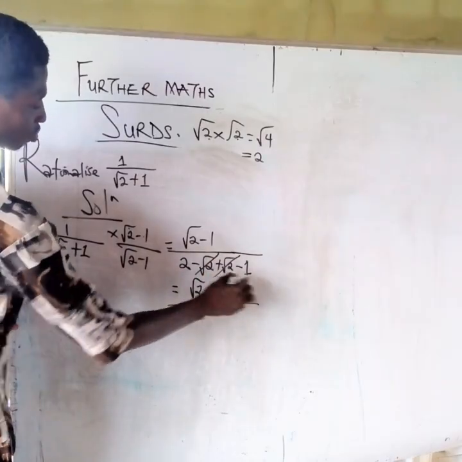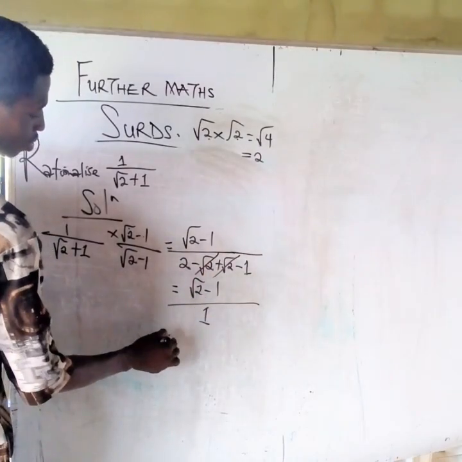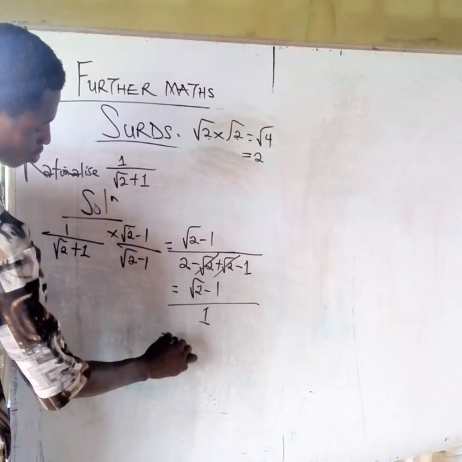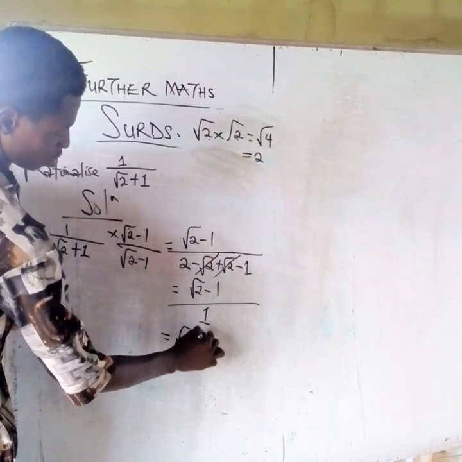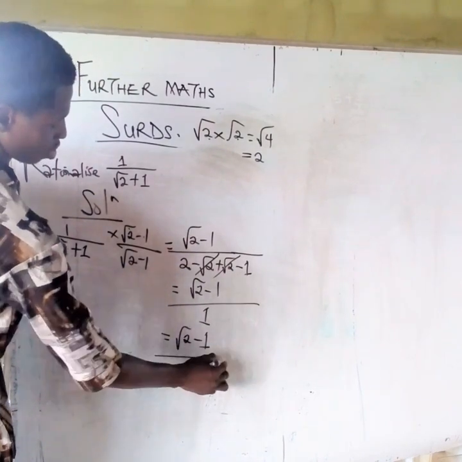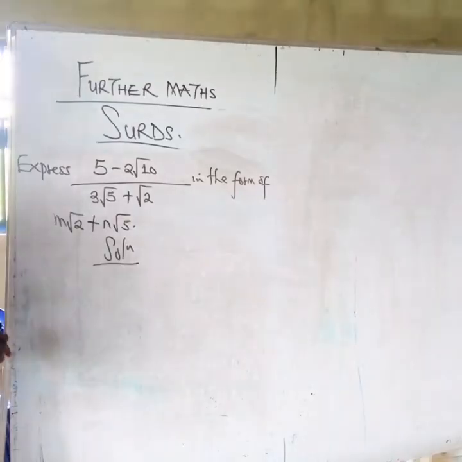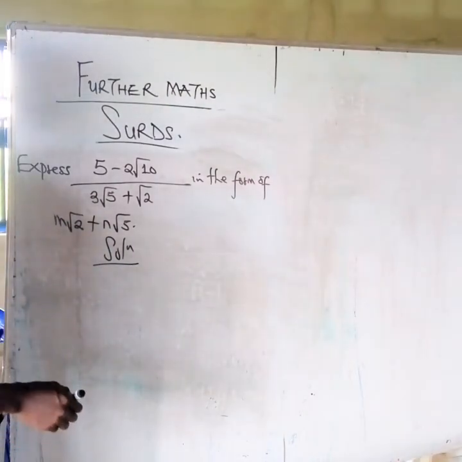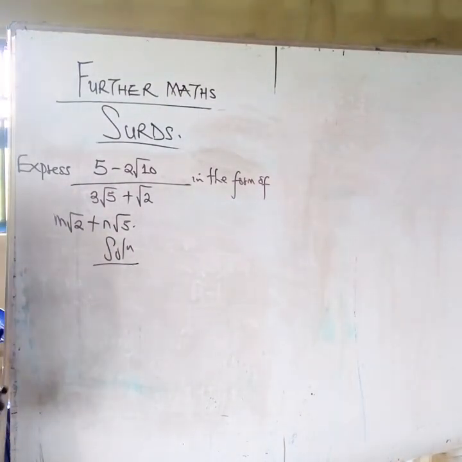This cancels this. 2 minus 1 is 1. Express (5 minus 2 root 10) over (3 root 5 plus root 2) in the form of m root 2 plus n root 5. Solution. Okay.